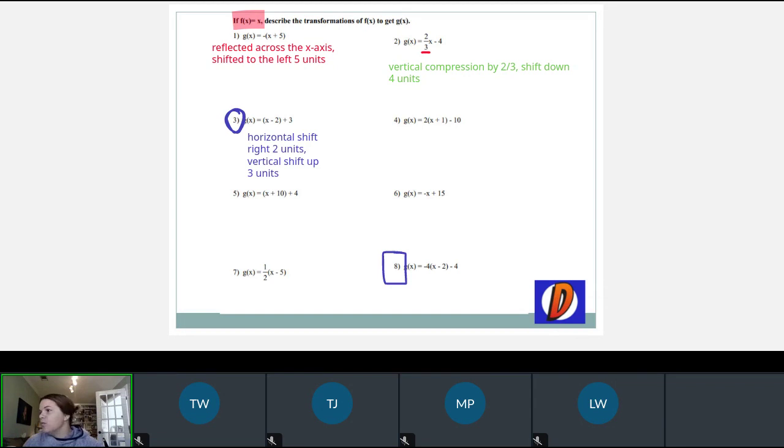I want to do number 8 with you. If you want to work on it in ClassKick and try to beat me, that's great. But this one has 4 transformations happening. So I want to make sure that we go over this one together. So for number 8, the first thing we come across is a negative sign outside of the entire function. Okay, so a negative sign means that I'm going to reflect. It's a reflection across the x-axis.